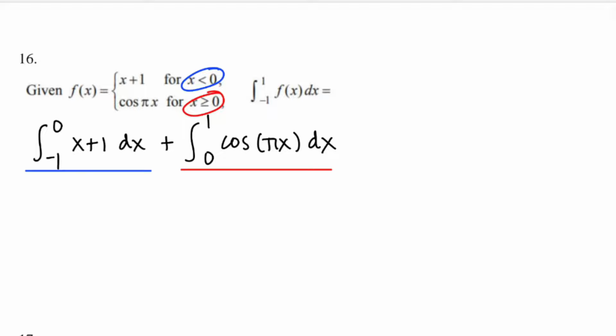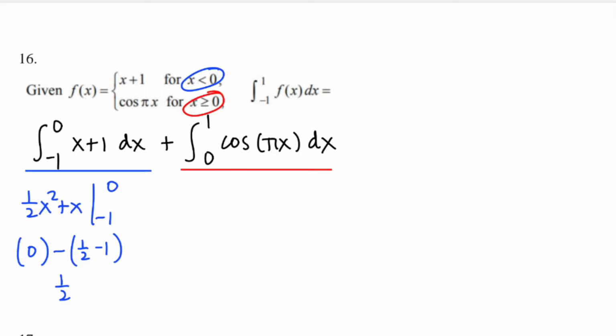Okay, actually evaluating these integrals, the blue one should be pretty easy. Anti-differentiate x plus 1, that would be 1/2 x squared plus x, as x goes from -1 to 0. Plug in 0, plug in -1, do your subtraction, 0 minus -1/2, that's going to be 1/2.